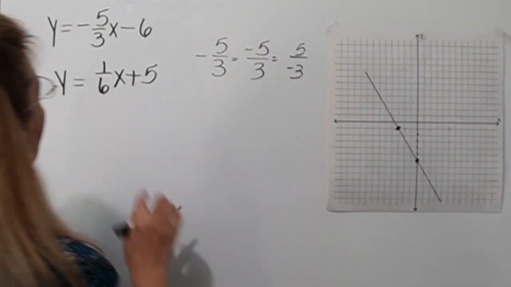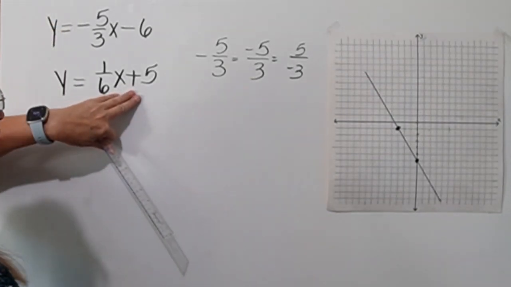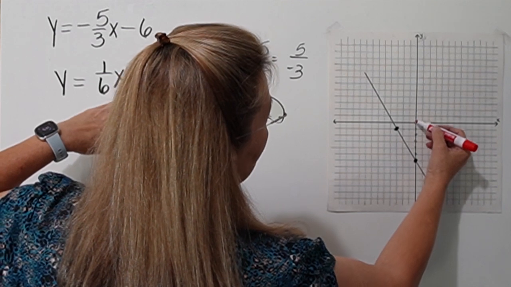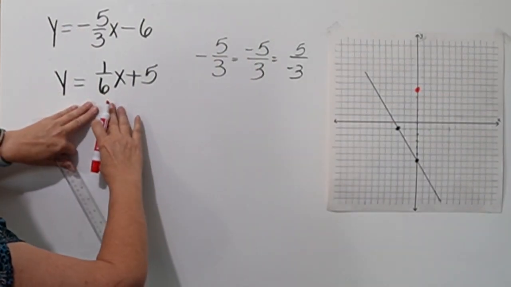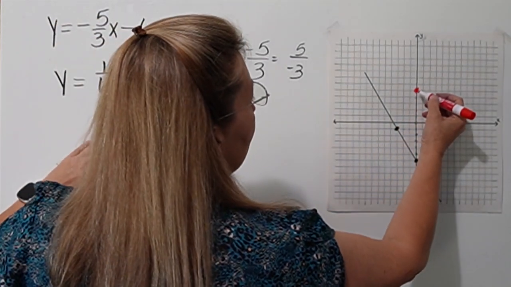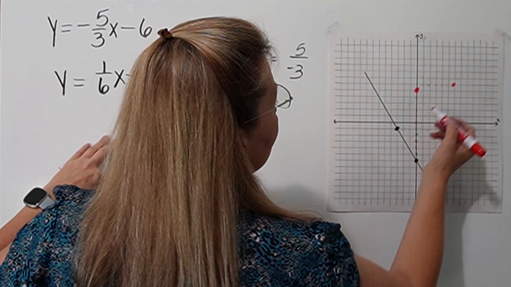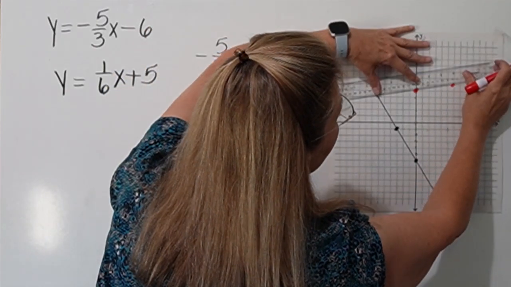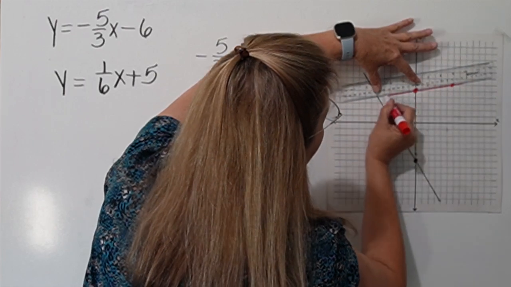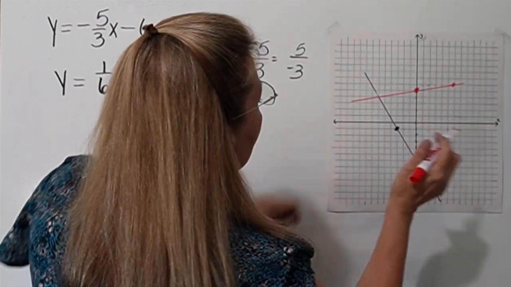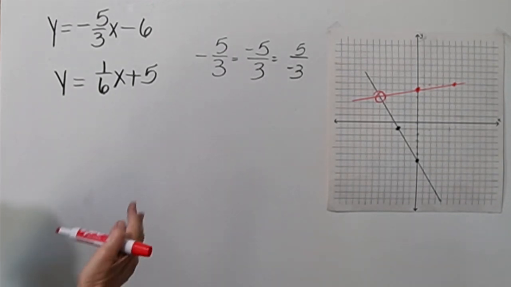All right, now let's graph our other one. This one has a y-intercept of positive 5, so we're going to go up 1, 2, 3, 4, 5. Now our slope is 1/6, so we're going to go up 1 and run 6. Okay, so let's connect these two right here. Now, this point where they intersect, that is the solution to our problem.